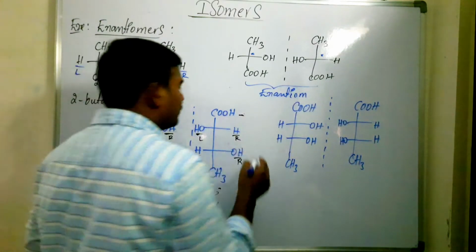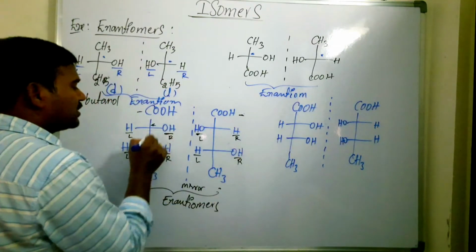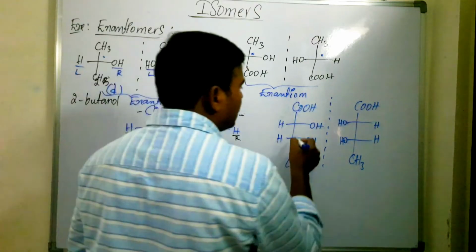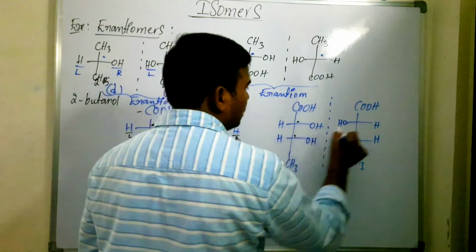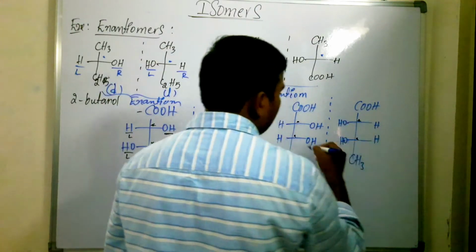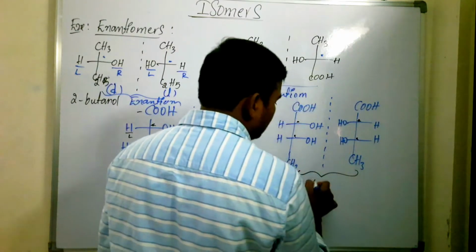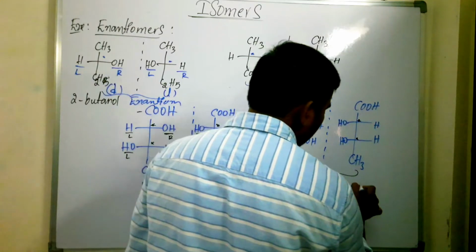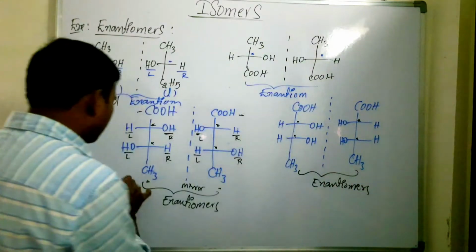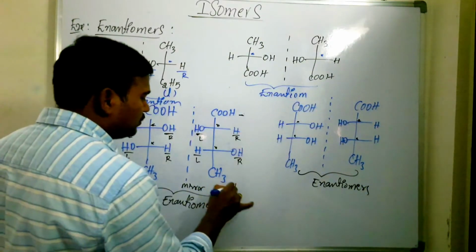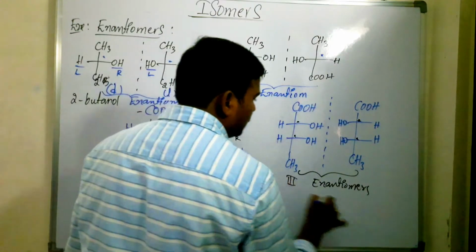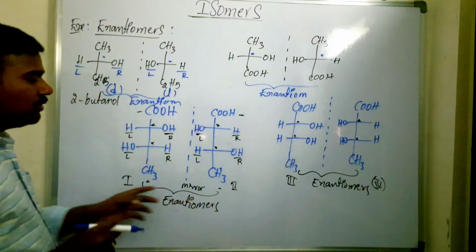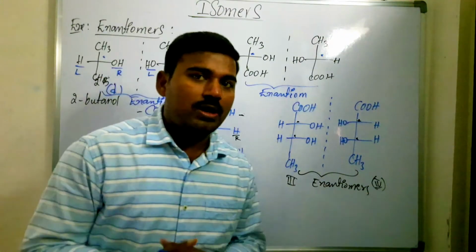Now here also, how many chiral carbons are there? This is one chiral carbon, two chiral carbons are there. Now in this case also we have two chiral carbons. Here also two chiral carbons. These two are also mirror images. These also come under enantiomers. Now you take for example this is 1, this is 2, this is 3, this is 4. Here, 1 and 2 are enantiomers, 3 and 4 are enantiomers.